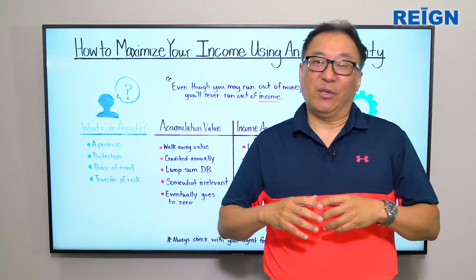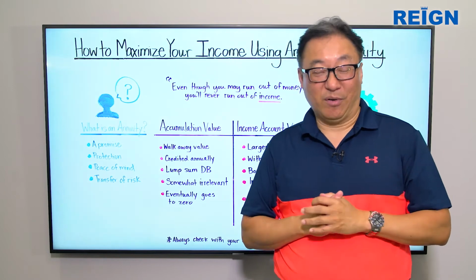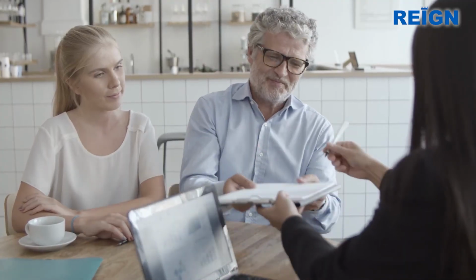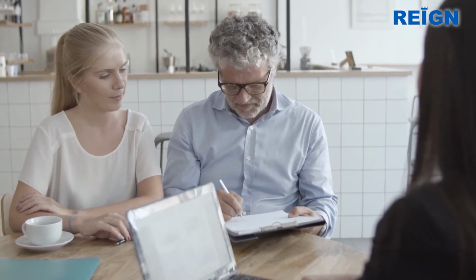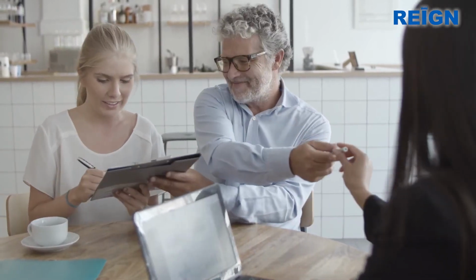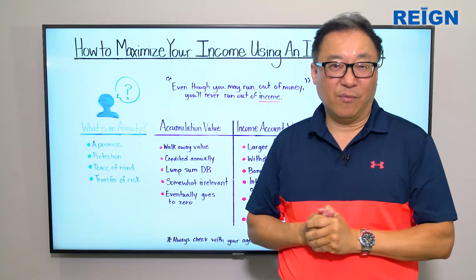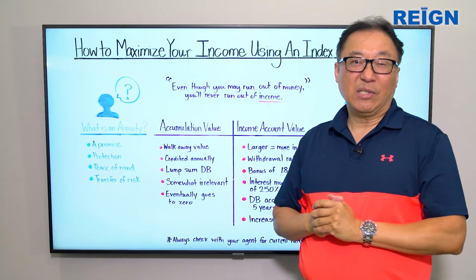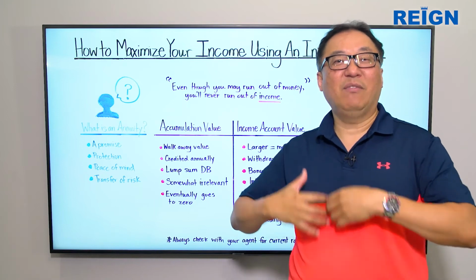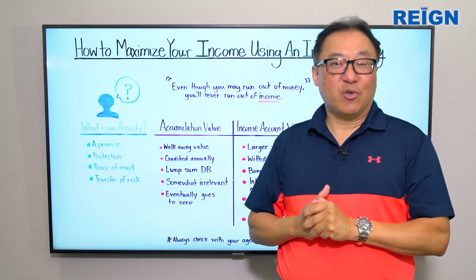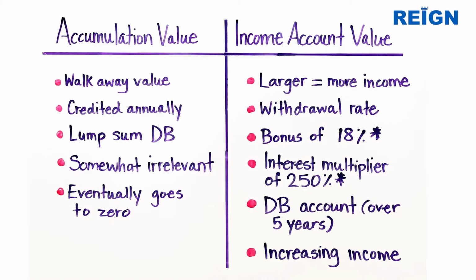Whatever is left over that you have not used for your income can be provided as a death benefit for your beneficiary. But it's somewhat irrelevant because your accumulation value typically goes to zero. And even if your account balance goes to zero, the insurance company is obligated to pay you your income stream for the rest of your life. So you will never run out of money. See, if your account balance goes to zero, that's a good thing, because then you are living off the insurance company, and that stream of income goes for the rest of your life. And that's to talk about the income account value.